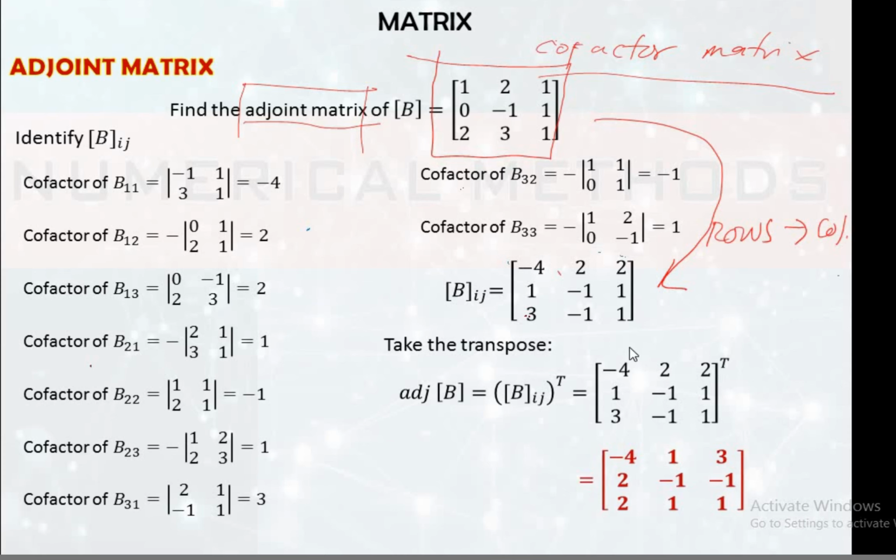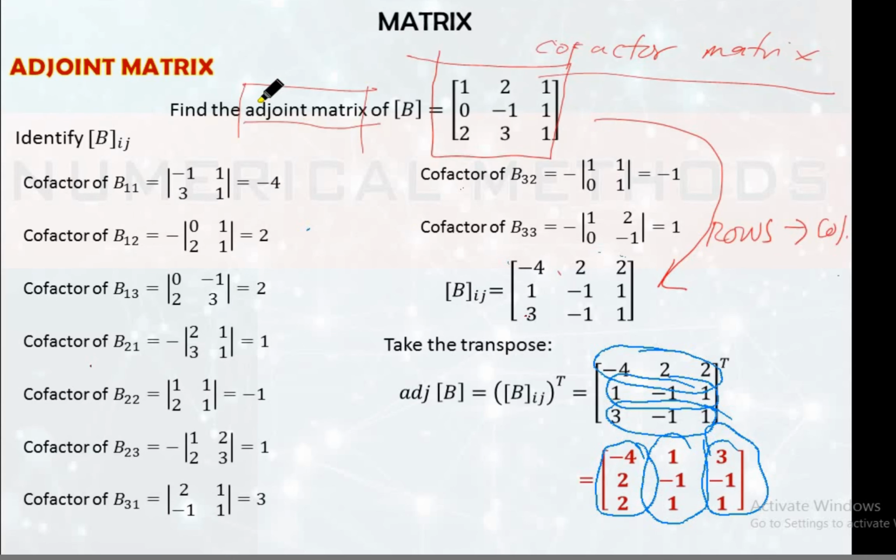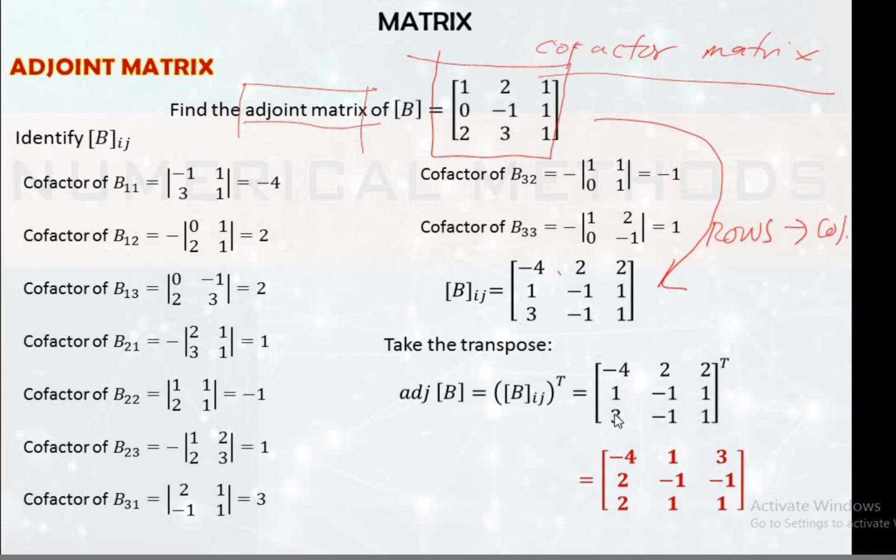etong row na to, naging column. Yung row na to, naging column siya. The same with this one, naging column din siya. Ulitin natin. Ang adjoint matrix is the transpose of your cofactor matrix. Okay?